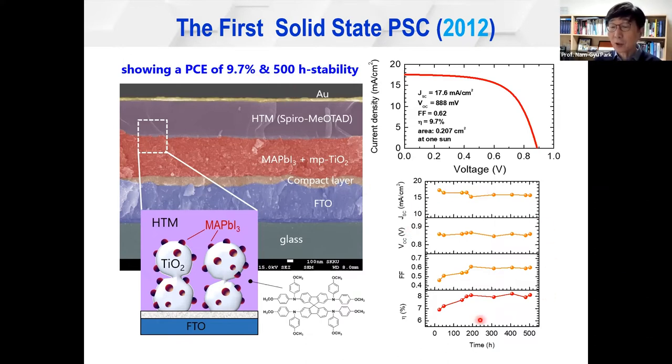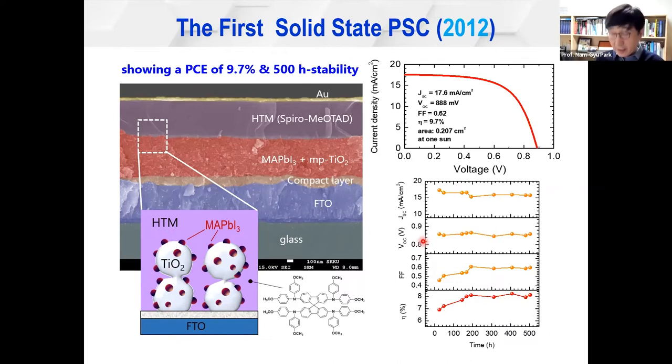And we show the 500-hour stability without encapsulation, because at that time, for instance, the perovskite-sensitized titanium oxide layer was fully covered with a kind of hydrophobic spiro compound. Therefore, we can effectively protect the perovskite from moisture intake.